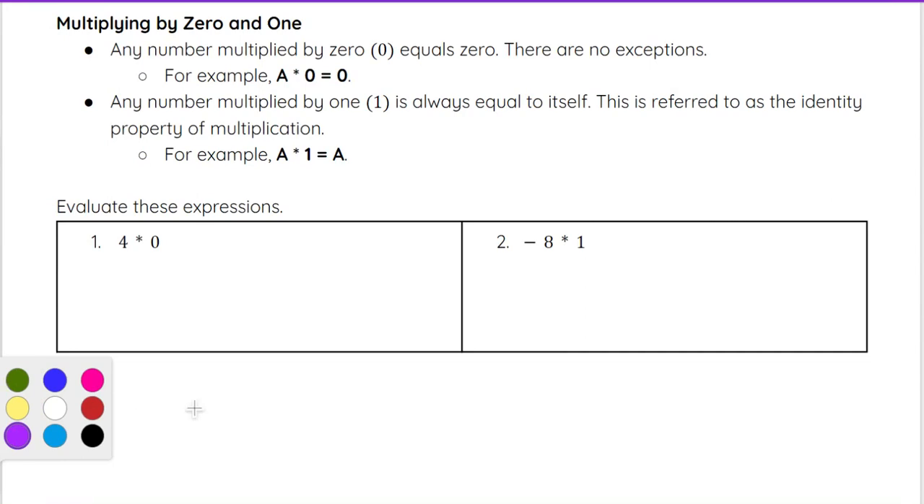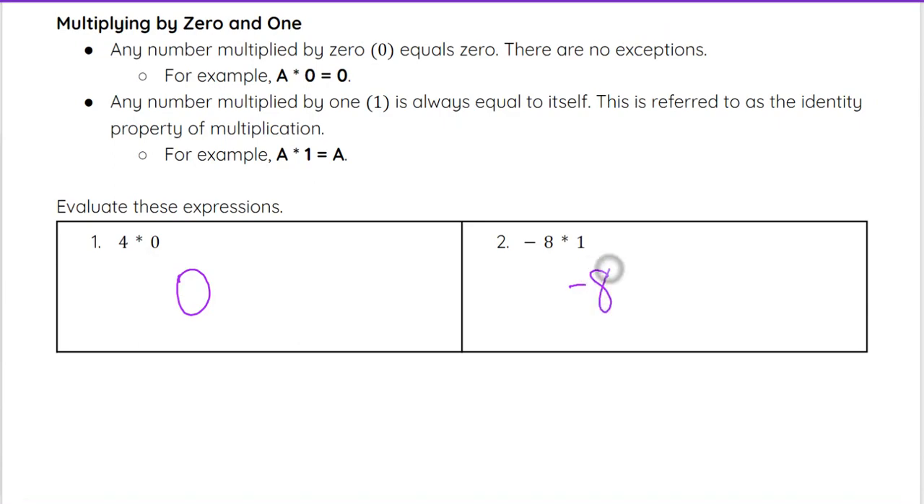So now we're going to look at multiplying by 0 and 1. So any number multiplied by 0 will always equal 0. There are no exceptions. So for example, A times 0 is 0. Additionally, any number multiplied by 1 is always going to equal itself. This is referred to as the identity property of multiplication. So for example, A times 1 is just going to be A. So for example, 4 times 0 is going to be 0 because anything times 0 is 0. And negative 8 times 1 is going to be negative 8. Whatever you multiply by 1 is just going to remain the same.